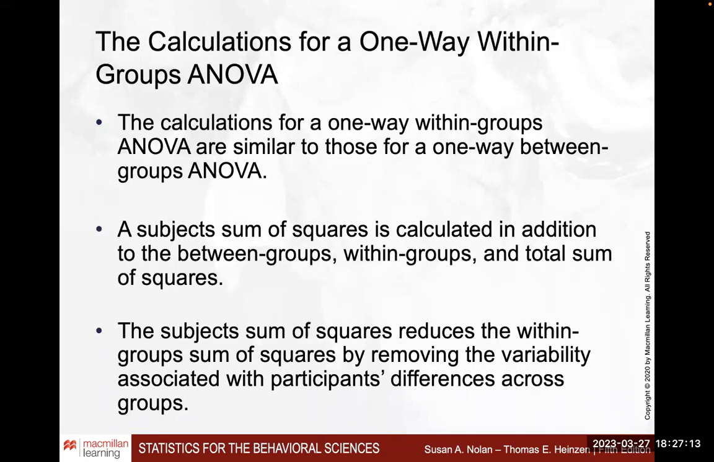So the calculations were one-way within groups ANOVA. They are basically the same. You only get one additional sum of squares, which is the subject sum of squares. This is calculated in addition to the between groups, within groups, and total sum of squares, and you then remove the subject sum of squares from the within groups sum of squares.